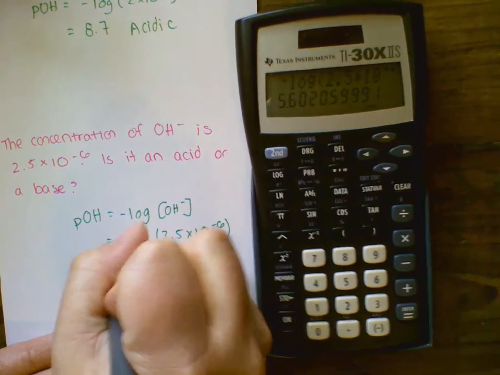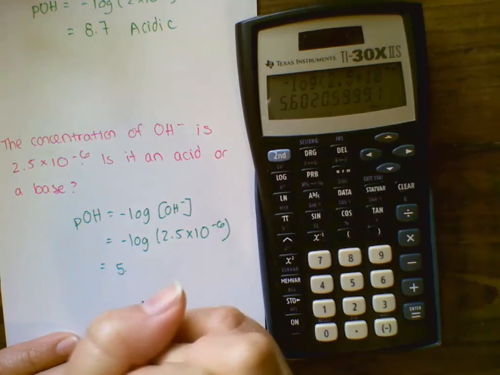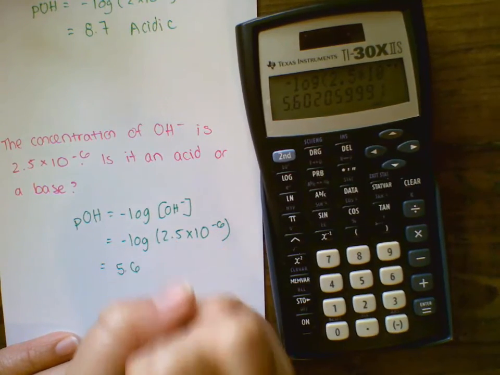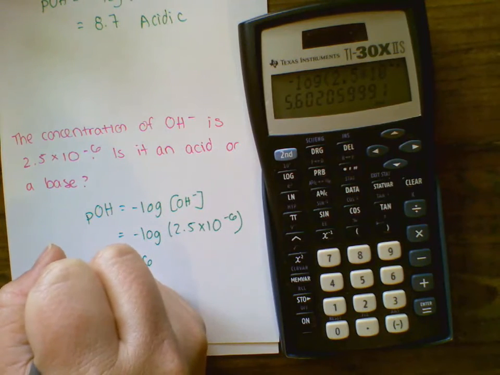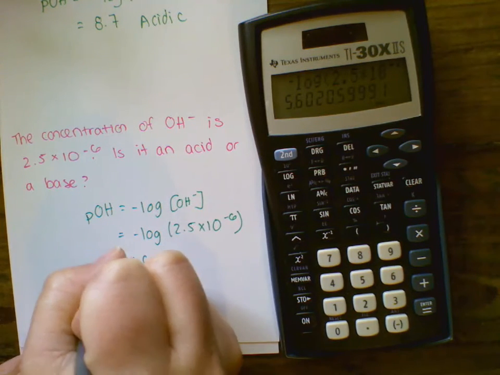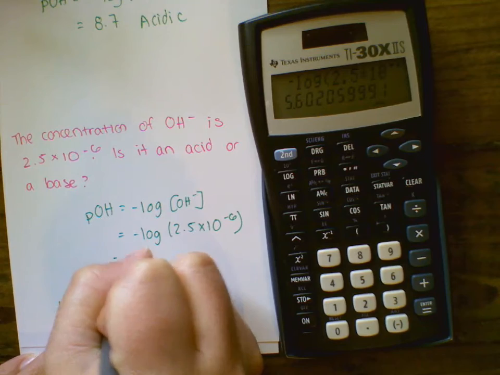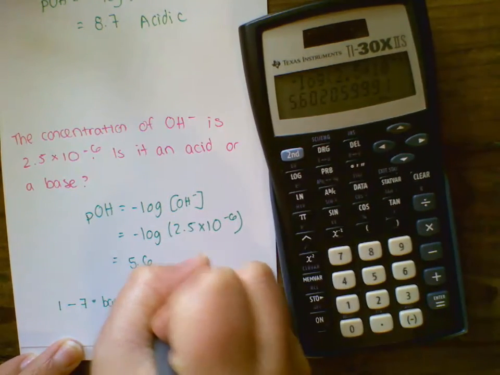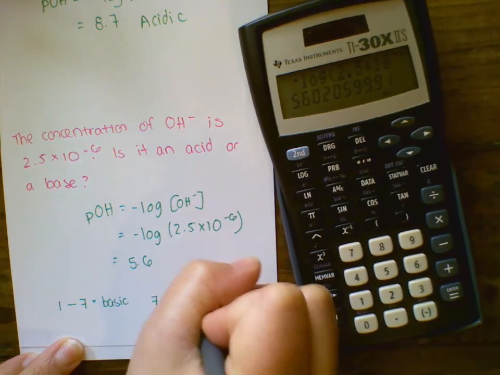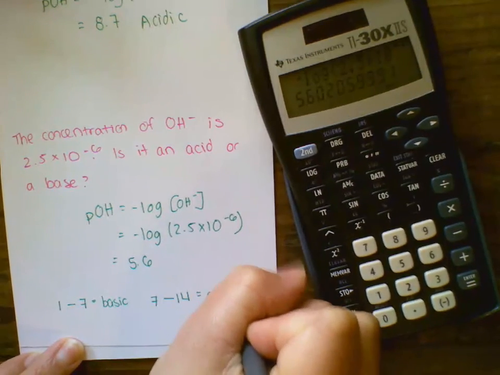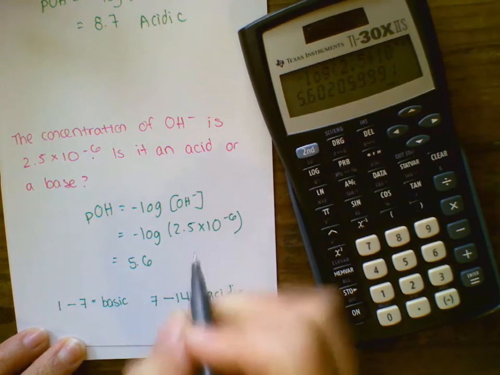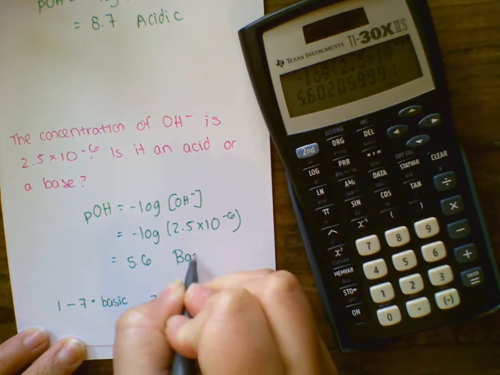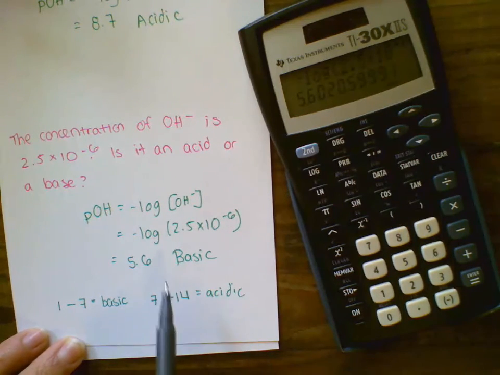This one is going to give me a pOH of 5.6. So remember my cutoff is 7. So 1 to 7 is basic, and then 7 to 14 is acidic. So in this case, I'm lower than 7. So this is going to be a basic solution. So this is going to be an example of a base.